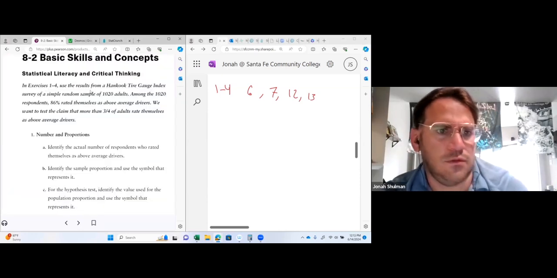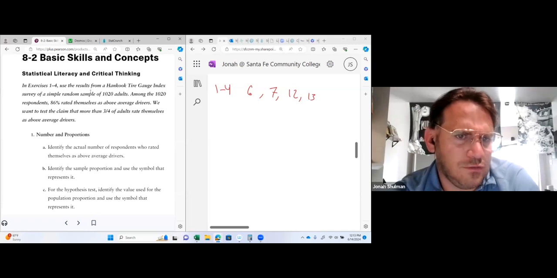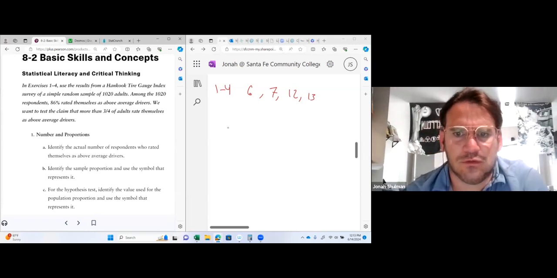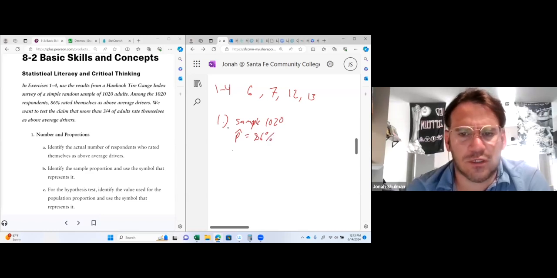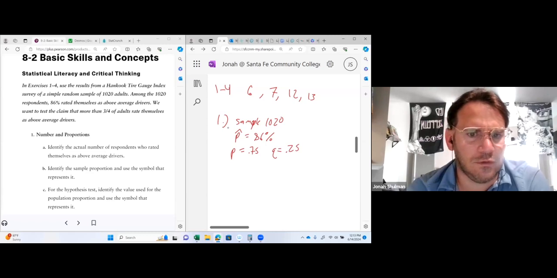All right. In exercise 1 through 4, the results from the Hankook tire gauge index. So for number 1, we have our sample, which is 1,020 adults. Our sample population said that 86% said they were great drivers. And we're trying to test the claim that 0.75 are good drivers. That's what 3/4 is. And that makes Q 1/4 or 0.25.